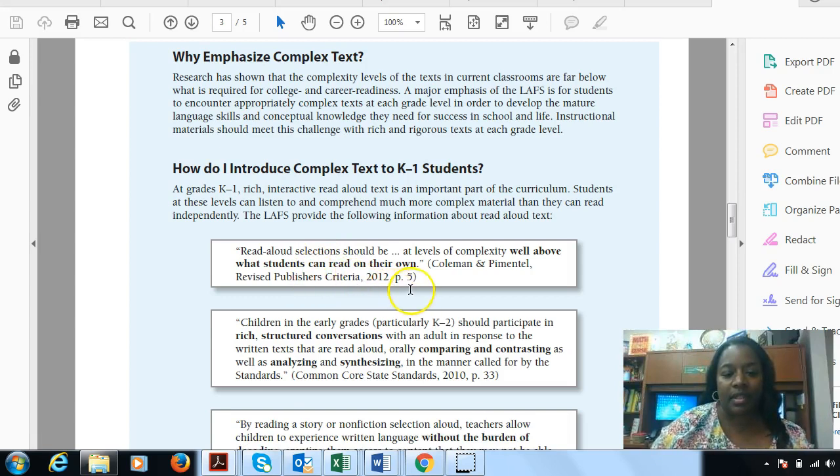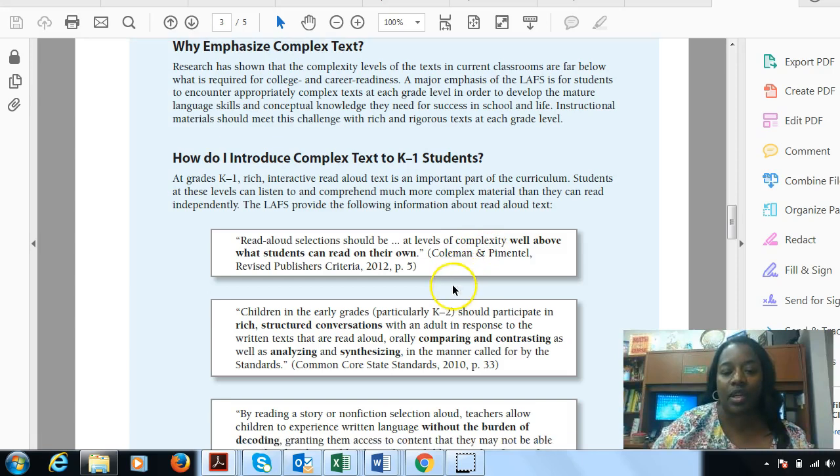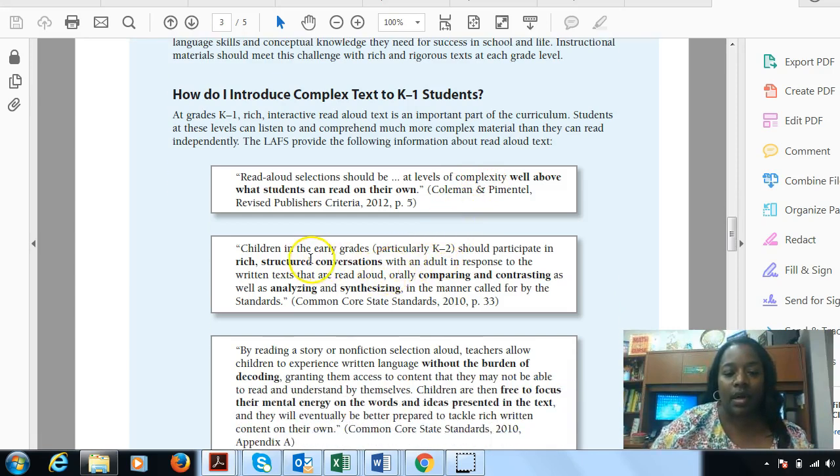Here are some excerpts from research that the curriculum experts at Ready have done. Read-aloud selections should be at levels of complexity well above what students can read on their own. This piece says children in early grades, particularly K through 2, should participate in rich, structured conversation with an adult in response to written texts that are read aloud. That includes orally comparing and contrasting as well as analyzing and synthesizing in the manner called for by, again, the standards. It's part of Common Core standards, which are the Florida standards for reading.